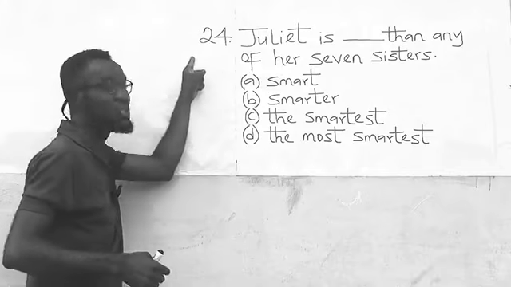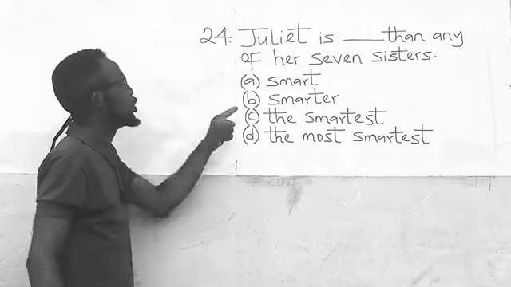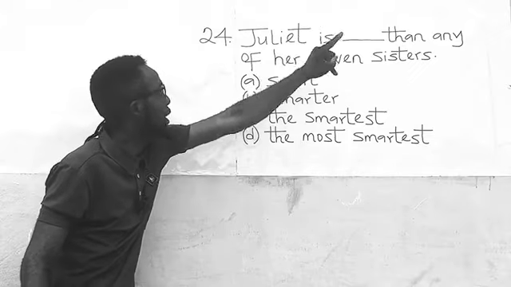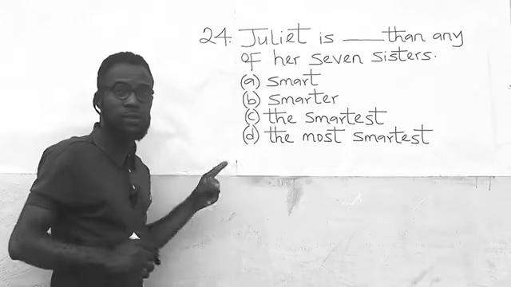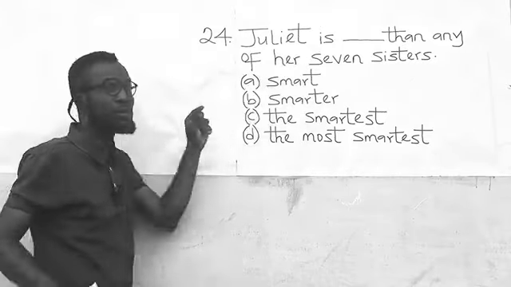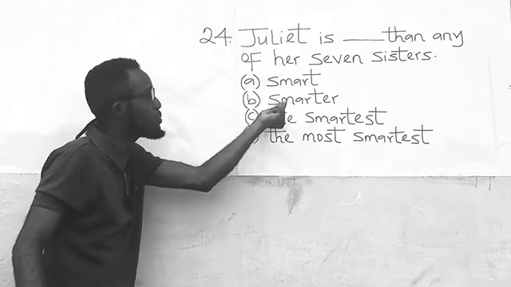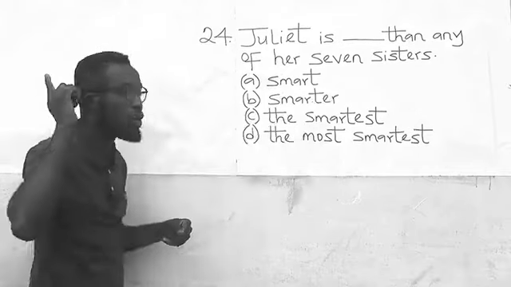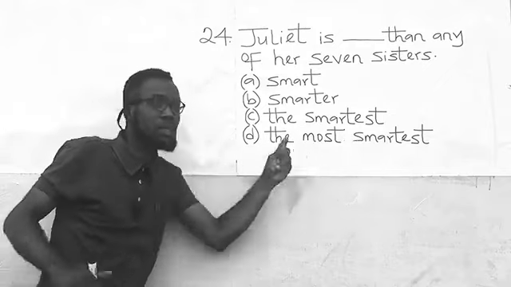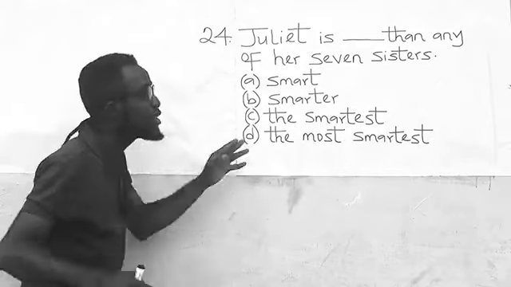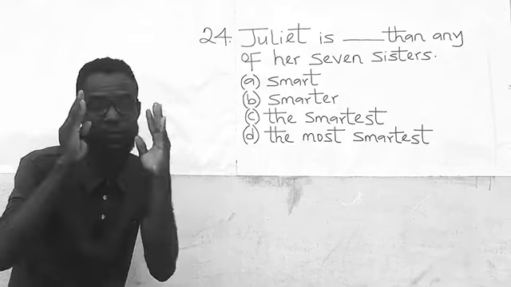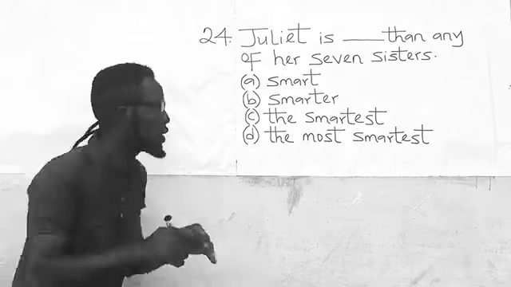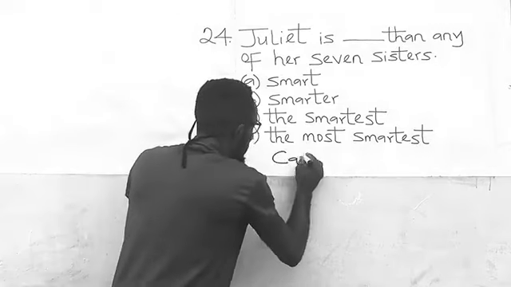Question number 24. It reads, Juliet is dash than any of her 7 sisters. Option A, smart. Option B, smarter. Option C, the smartest. And option D, the most smartest. If you look at this question, you will find out that it is from the topic categories of adjectives.